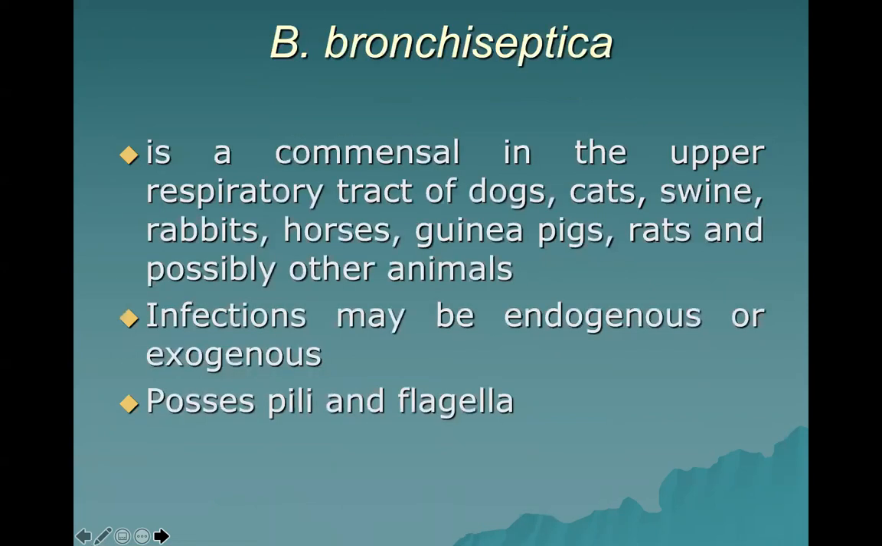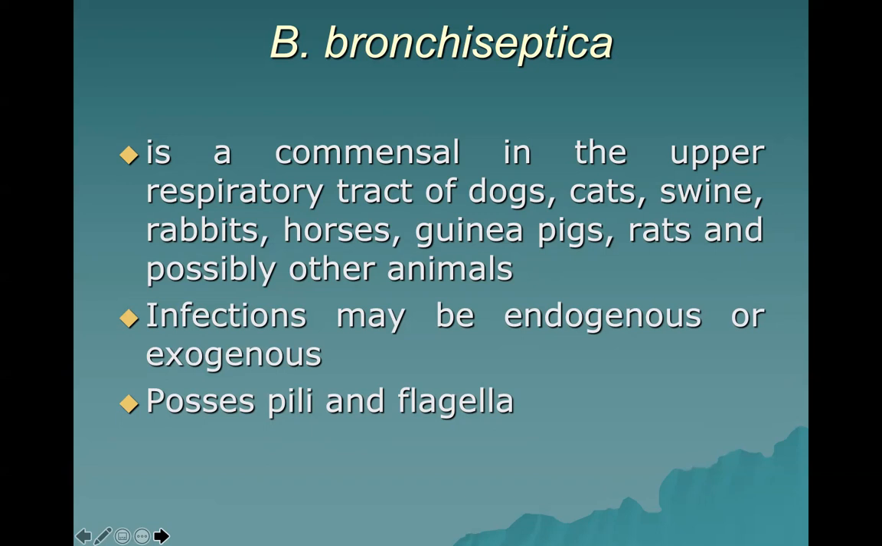So we will start with the disease produced by Bordetella bronchoseptica. This organism is a commensal bacteria in the upper respiratory tract of dogs, cats, swine, rabbits, horses, guinea pigs, rats, and possibly other animals. Infection can be endogenous, meaning the infection can originate from within.